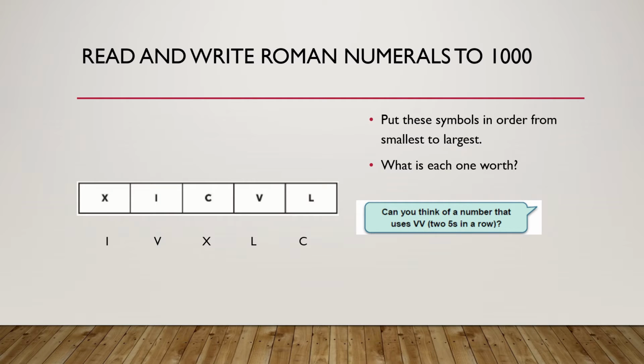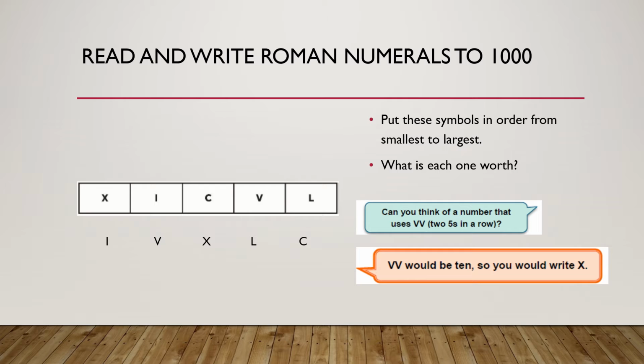Can you think of a number that would use VV? Two 5s in a row. Well, if you got 5 and then another 5, that's 10, isn't it? So you never would say VV. You just write X instead.